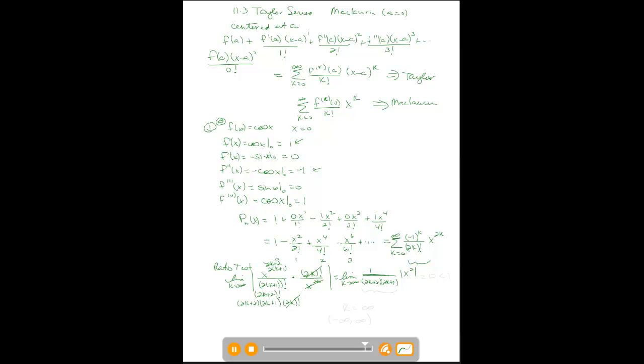So as k goes to infinity, this piece right here is heading towards 0. So this is 0. But 0 is always less than 1, and that's the requirement if you're using the ratio test. So it's always less than 1. That means this thing converges everywhere. So the radius is going to be infinity. The interval is going to be negative infinity to infinity.